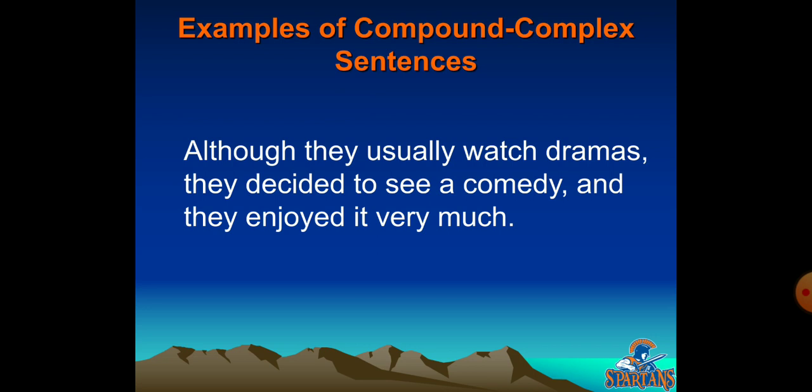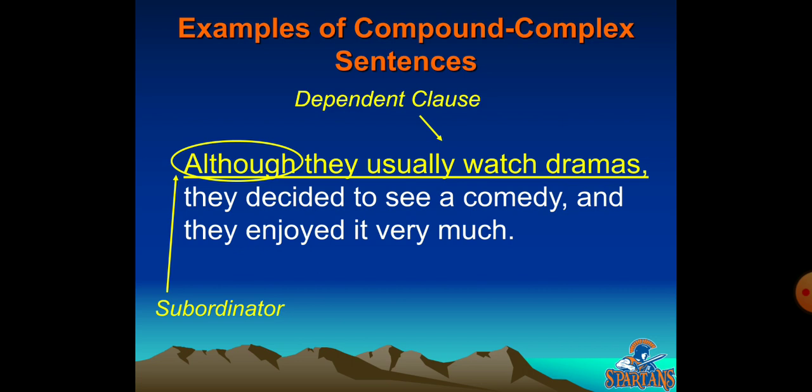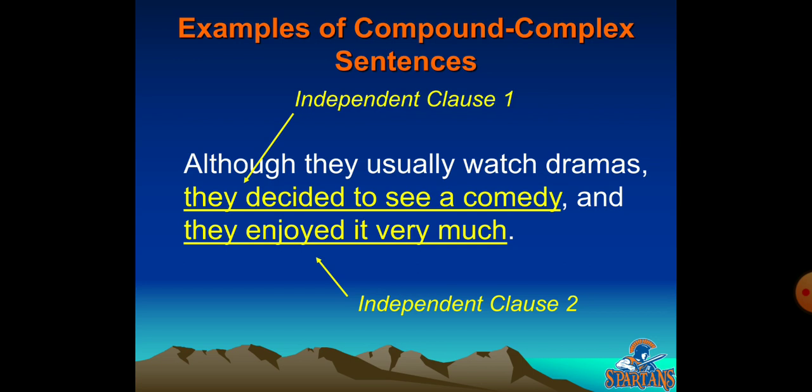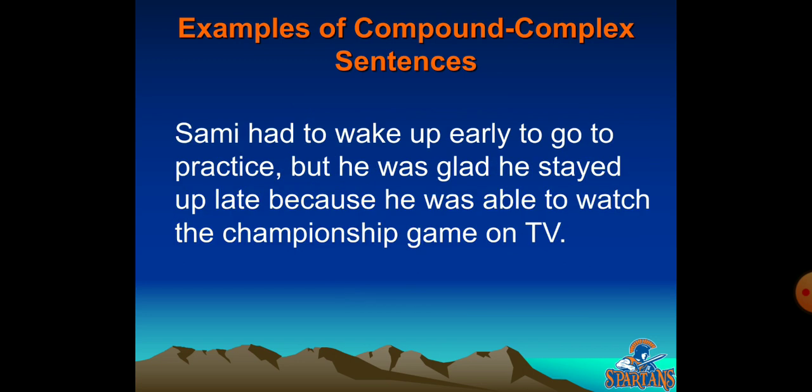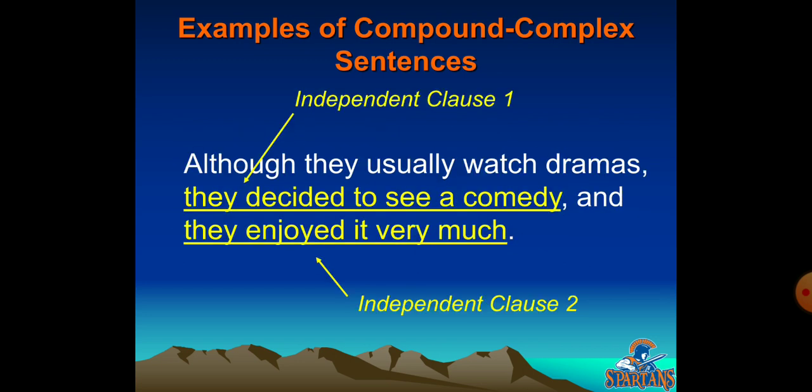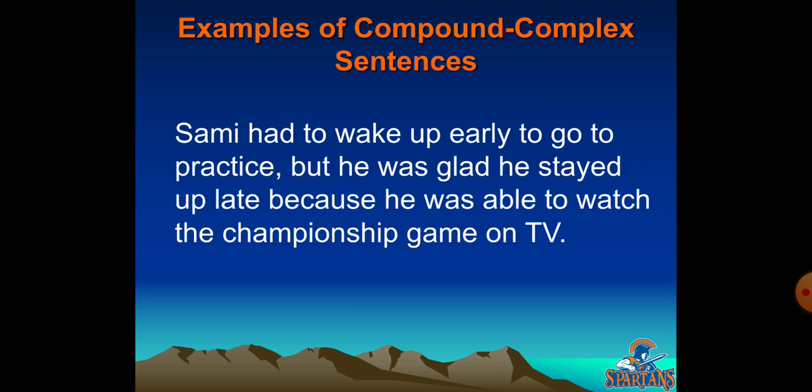Examples of compound complex sentence. Although they usually watch dramas, they decided to see a comedy and they enjoyed it very much. The dependent clause, although they usually watch dramas. The independent clause, they decided to see a comedy. They enjoyed it very much. The two independent clauses are joined by the coordinating conjunction and, and the dependent clause, although they usually watch dramas, is preceded by the subordinating conjunction although.